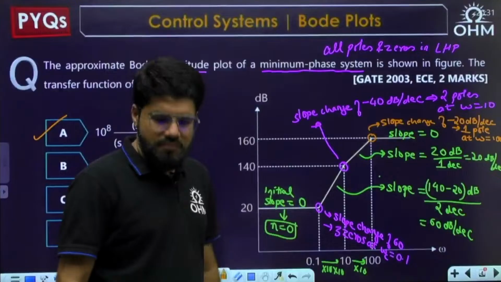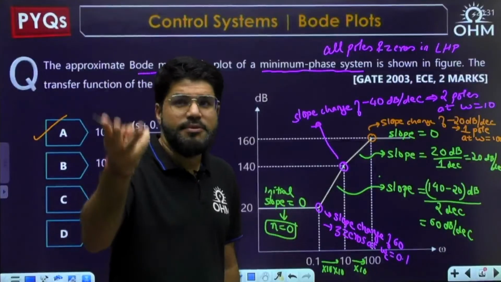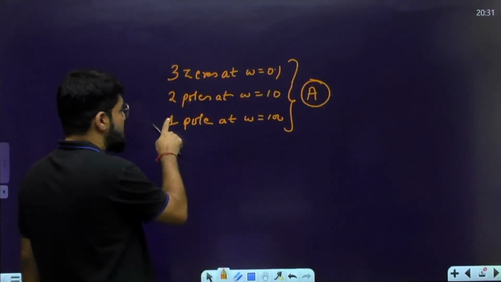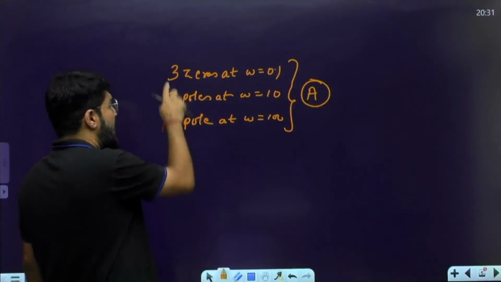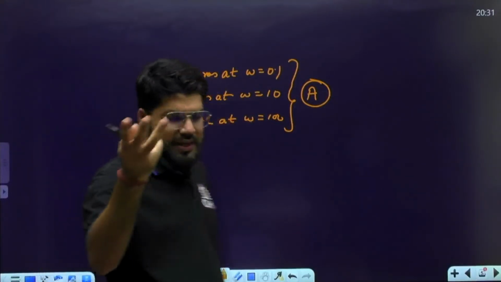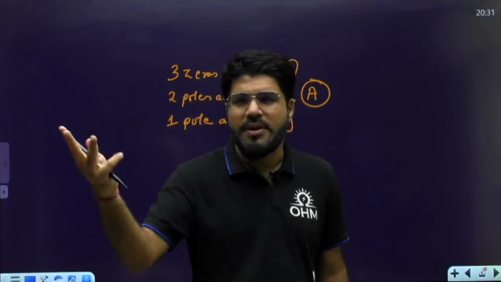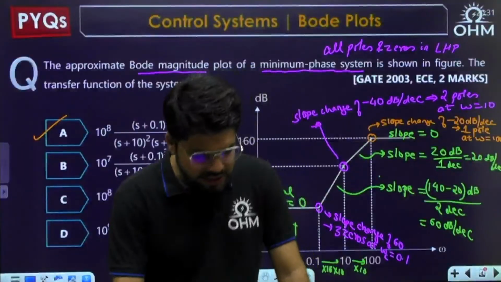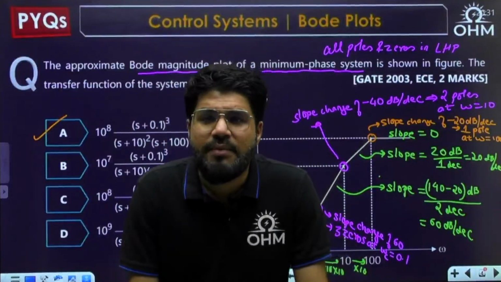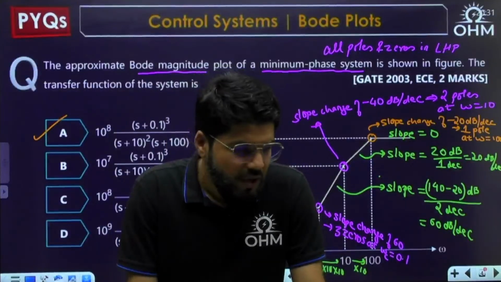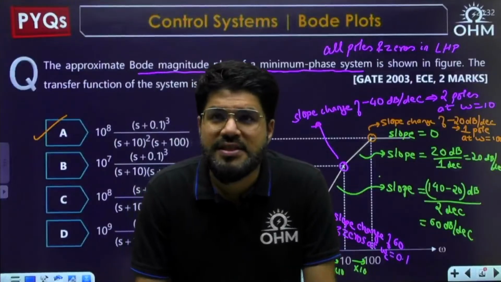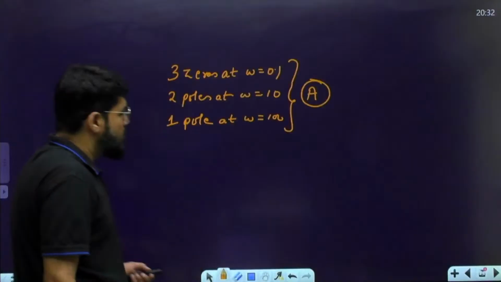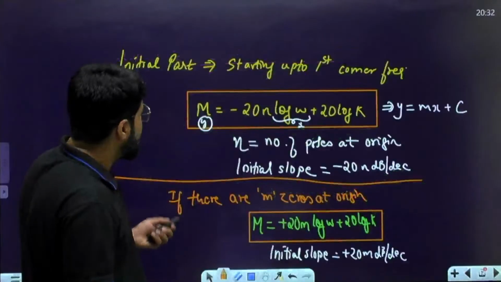Why? 3 poles, so 3 times -20. Total 3 poles, wherever they are. And total 3 zeros, so 3 times +20. The 3 times -20 and 3 times +20 cancel, and that is why you see this final slope as 0. Sometimes you can expect questions on this point, final slope and final phase, so I'll put down these formulas separately for you.